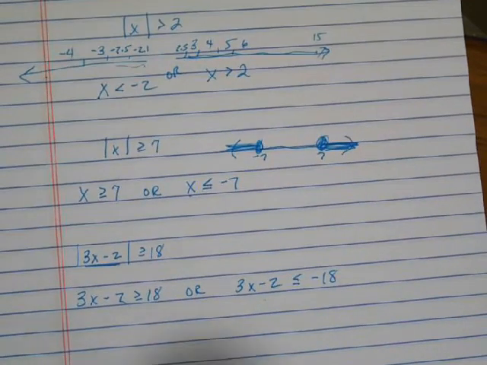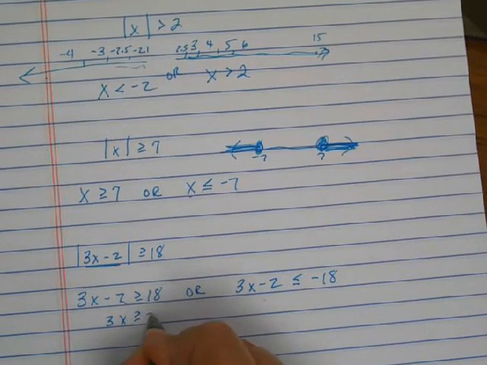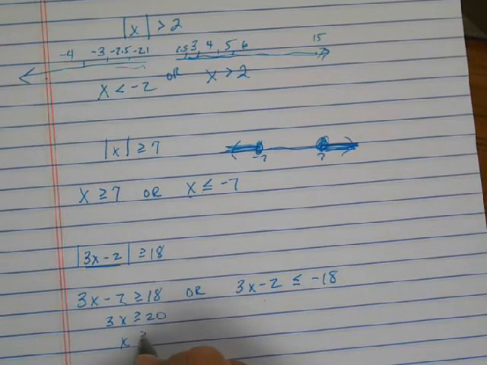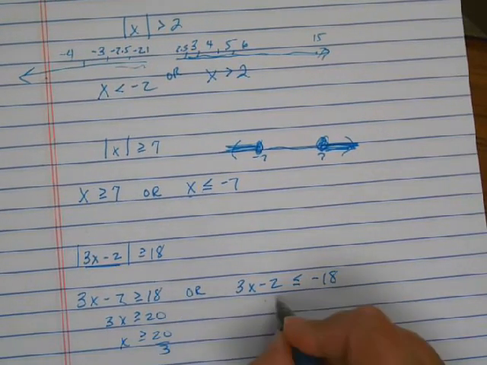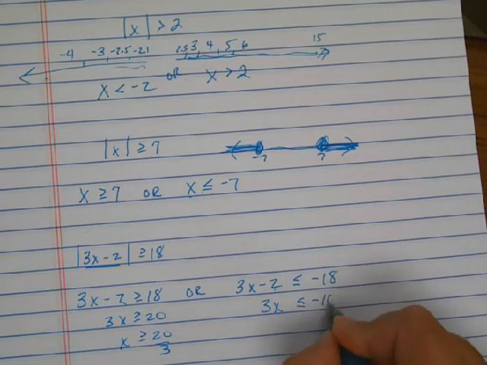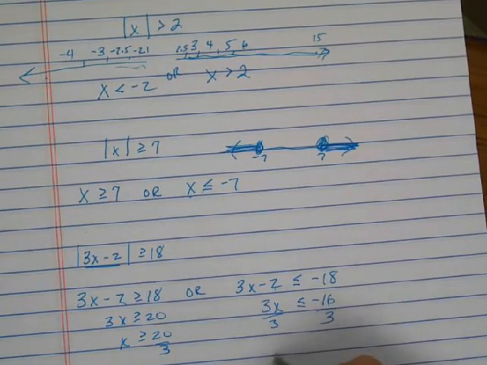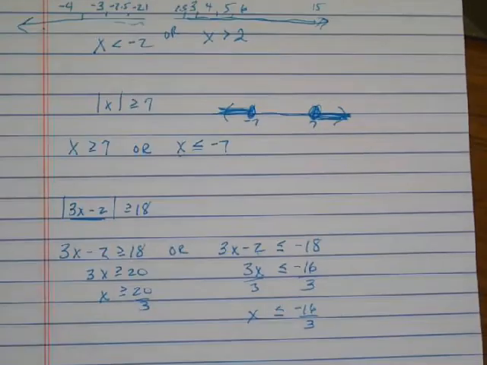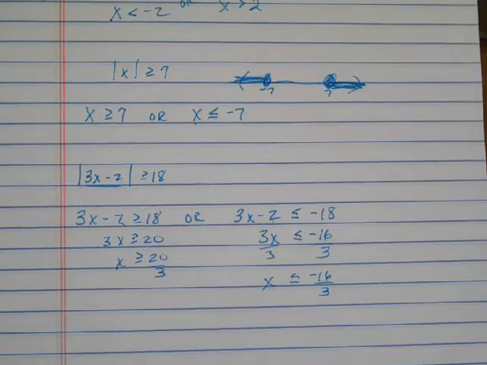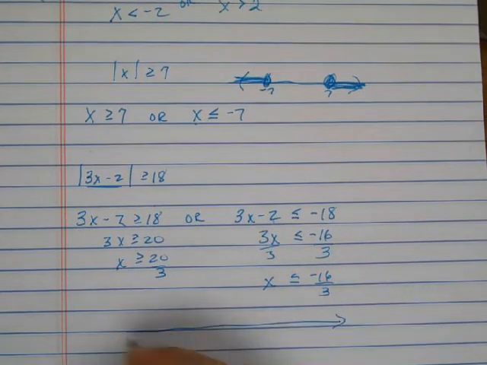I'm going to add 2 to both sides and divide by 3. Add 2 to both sides and divide by 3. And we can just leave those answers as improper fractions when we put them on our line.